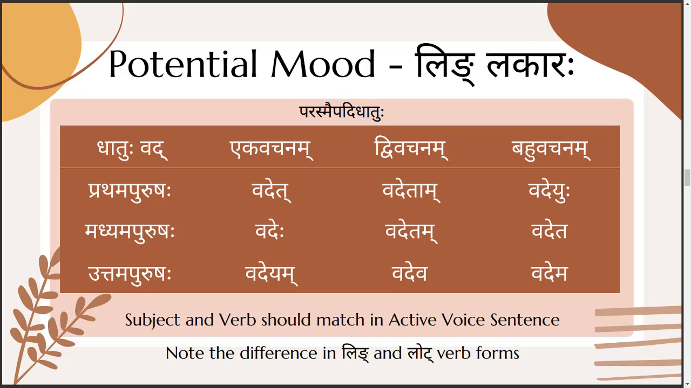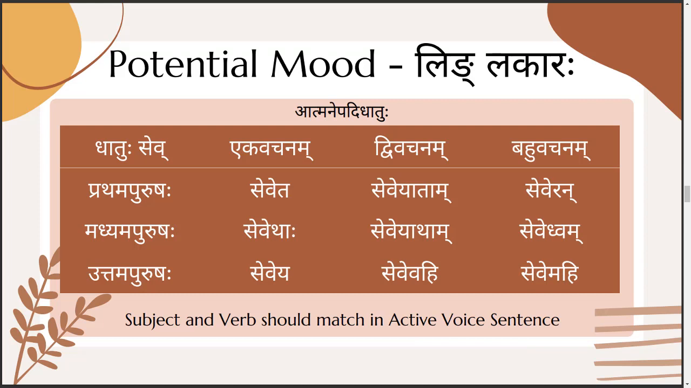So in Parasmaipadi: vadet, vadetam, vadeyuhu, vadehe, vadetam, vadeta, vadeyam, vadeva, vadema. And in Atmanepadi form: seveta, seveyatam, severan, sevethaha, seveyatham, sevedhvam, seveya, sevevahi, sevemahi. You can see in Atmanepadi in Ling Lakara, that is Vidhiling Lakara, that last letter of the verb will be ekara only. Whatever may be the verb, the last letter will be ekara. Eta, eyatam, eran, etaha, eyatham, edhvam, eya, evahi, emahi. So if you separate that u plus a, all are ending with a.